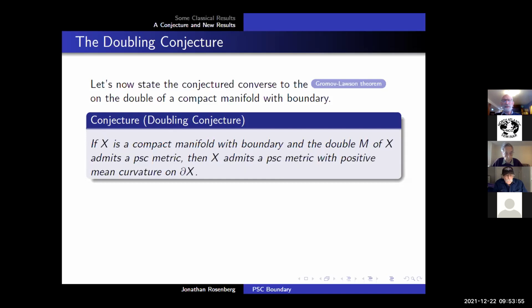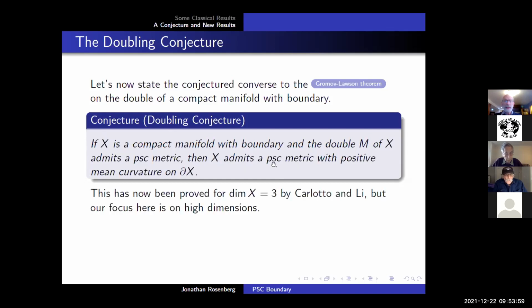For a long time, basically very little was known about this. But very recently, this was proved in dimension 3 by Carlotto and Li. But their methods are very specific to dimension 3, and our focus here is on high dimensions, dimensions bigger than 4. So what they do doesn't really overlap with what we're doing here at all.